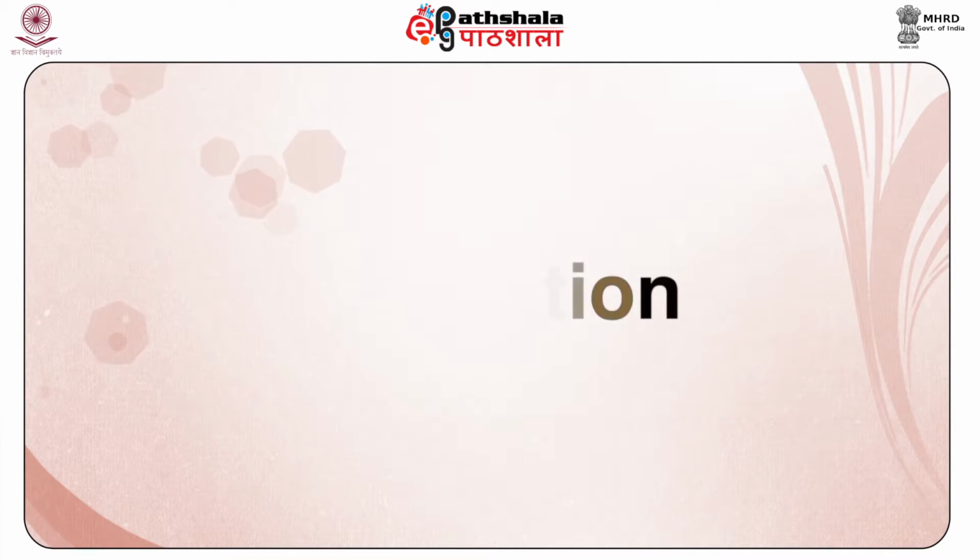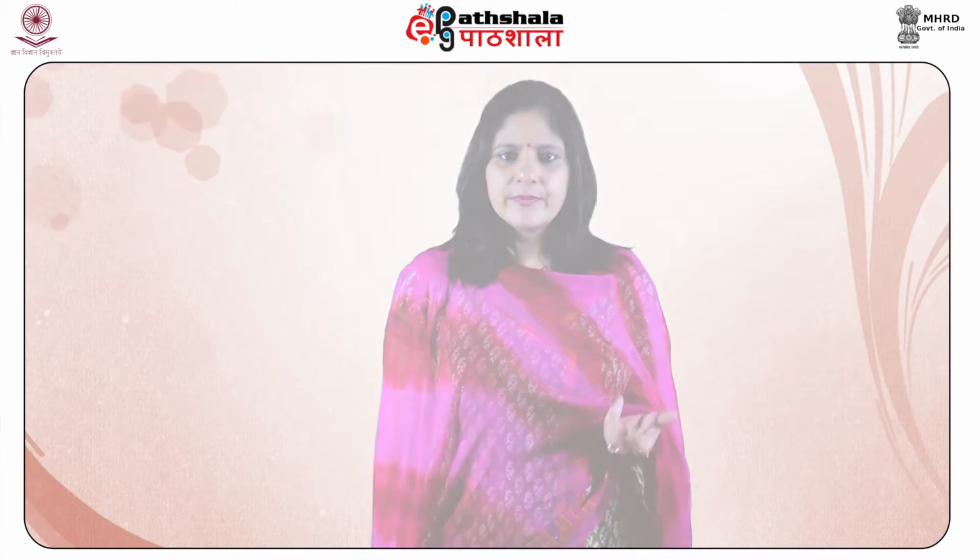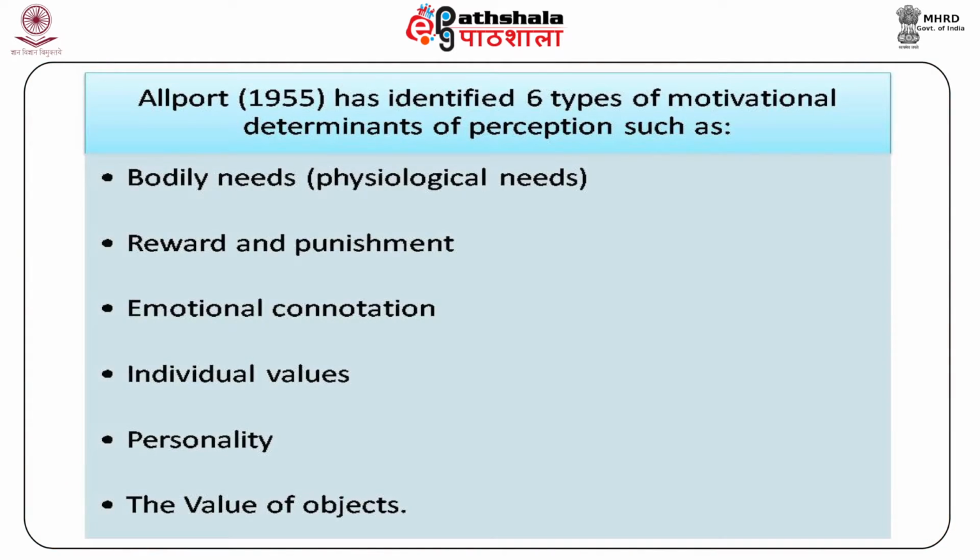Next is your motivation. These are categorized as internal factors which affect the perceiver while perceiving, and the first one is motivation. It has been viewed that motivation will affect the speed and the way in which we perceive the world. Allport in 1955 distinguished six types of motivational influences on perception, which are your bodily needs, reward and punishment, emotional connotations, individual values, personality, and the value of the object.